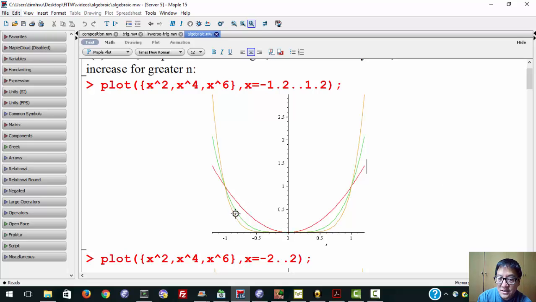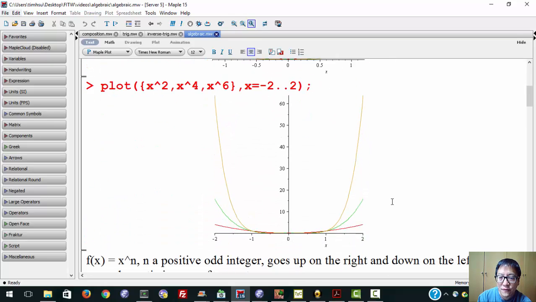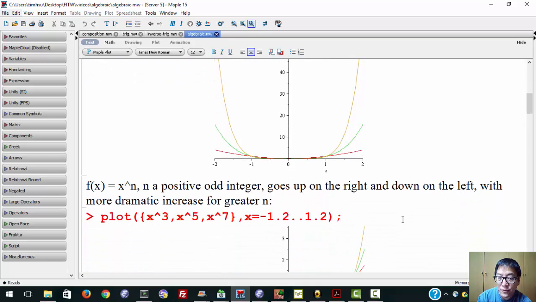Though note that x to the 6th is actually below x to the 4th, which is below x squared for small values of x. But when you have big values of x, so here we go from -2 to 2, really you can sort of tell that x to the 6th crushes x to the 4th, which in turn crushes x squared. And it gets more dramatic as you get farther out from the origin. All right, so that's what happens for when n is even.